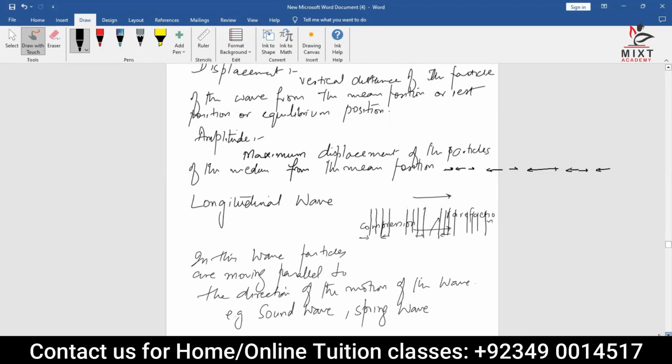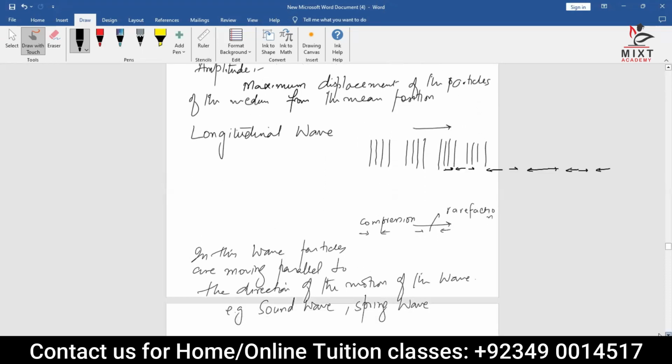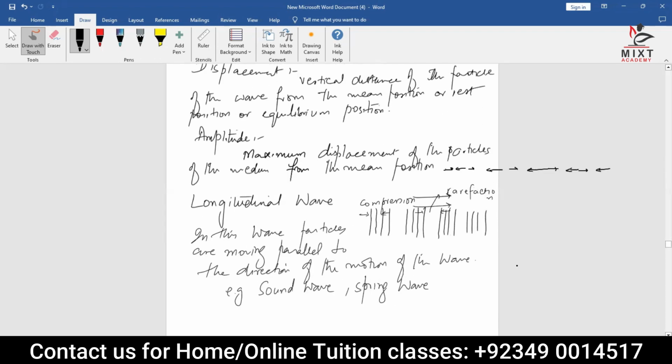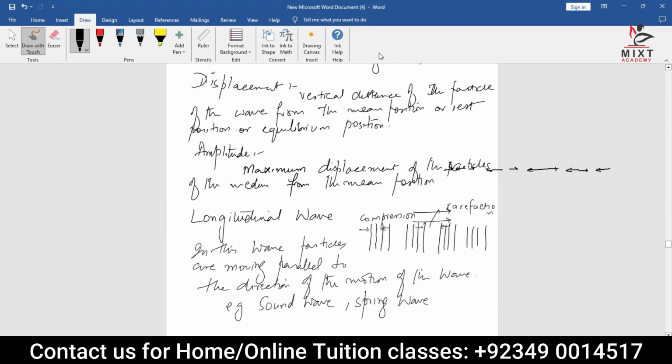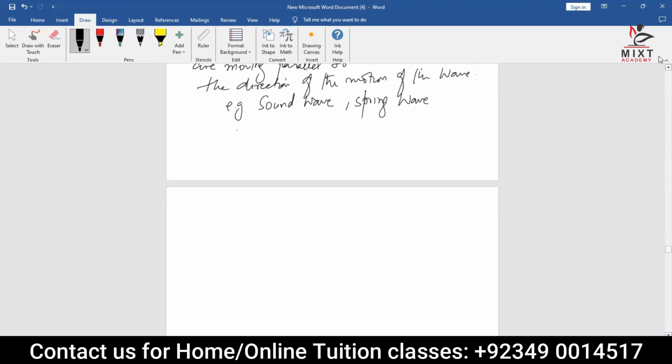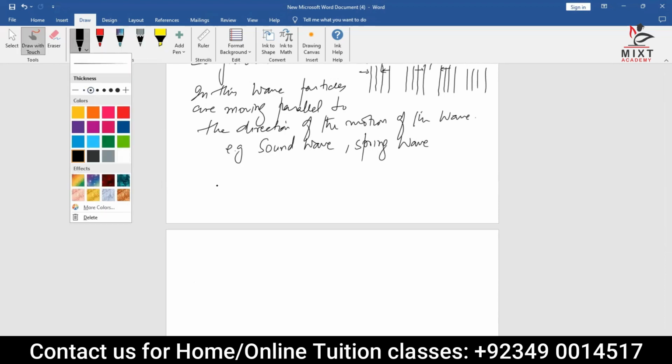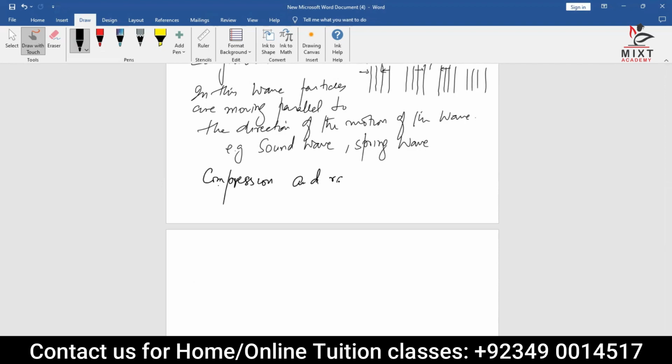So basically, in these waves, the particles of the medium are moving in such a way that they are parallel to the wave motion. Now, one more important thing. Instead of crest and trough, we will have compressions and rarefactions formed.